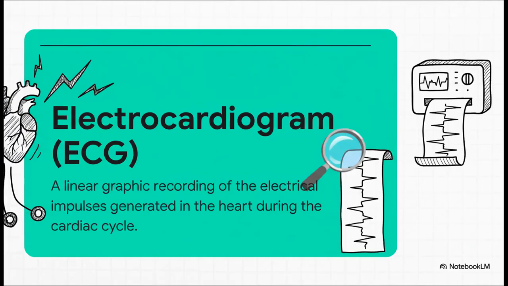So what exactly is an electrocardiogram, or ECG? Well, put simply, it's a test that just listens. It listens to the heart's electrical activity. Little electrodes on the skin pick up these tiny signals, and a machine translates them into the lines we see, giving us a live picture of the heart in action.